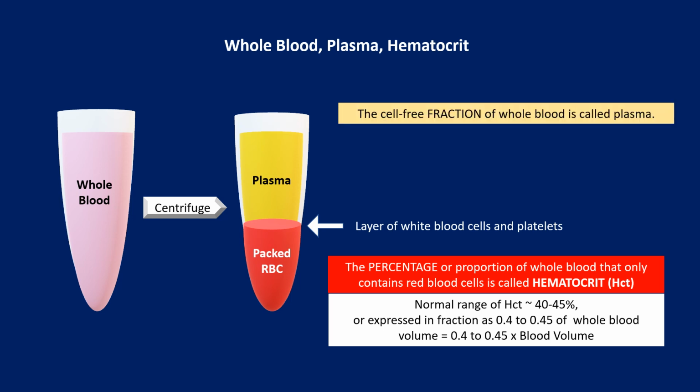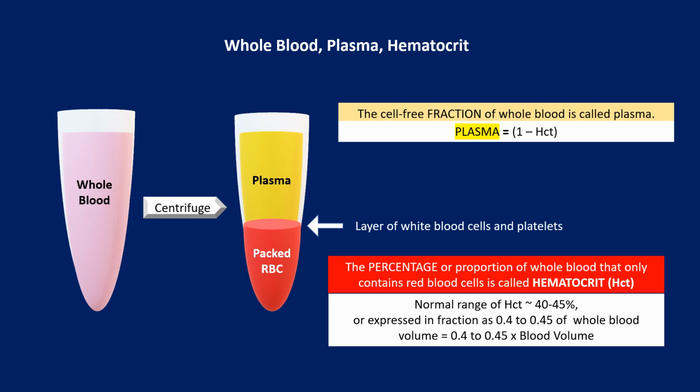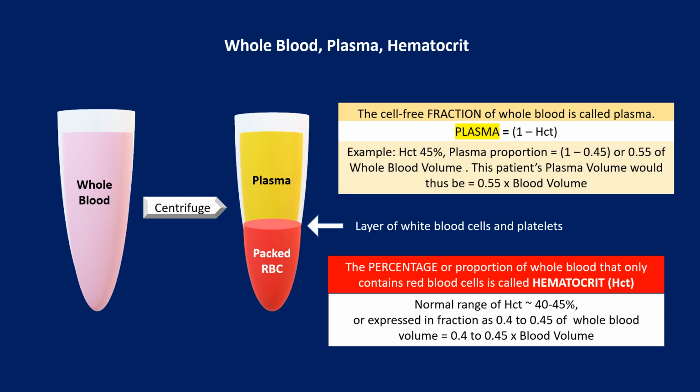The cell-free fluid in the blood is called plasma. The fraction of plasma volume in the blood is 1 minus hematocrit. Imagine a patient with a hematocrit of 45%. The plasma proportion in whole blood is 1 minus 0.45, which is equal to 0.55 of the whole blood volume. The plasma volume for any given whole blood volume for this patient would be 0.55 times that blood volume.